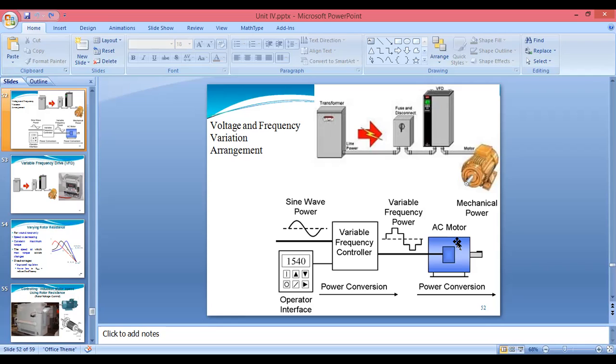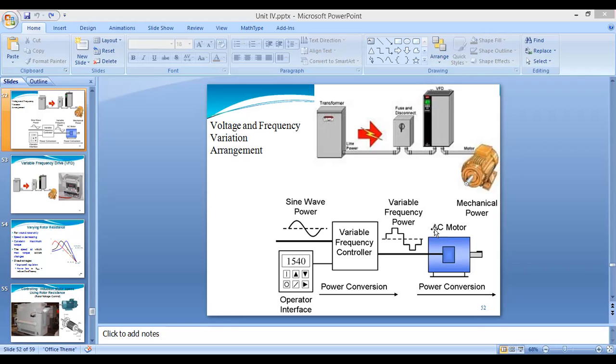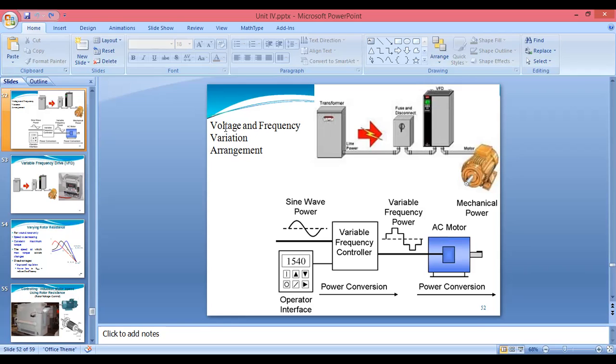But we cannot use this method widely because it has some limitations, like a large change in the voltage is required for a relatively small change in the speed, and a large change in voltage will change the magnetic condition of the motor, and as it changes the magnetic conditions, it will change the flux density. So here we have finished the first method, that is changing the value of voltage and frequency to change the speed of the three-phase induction motor.